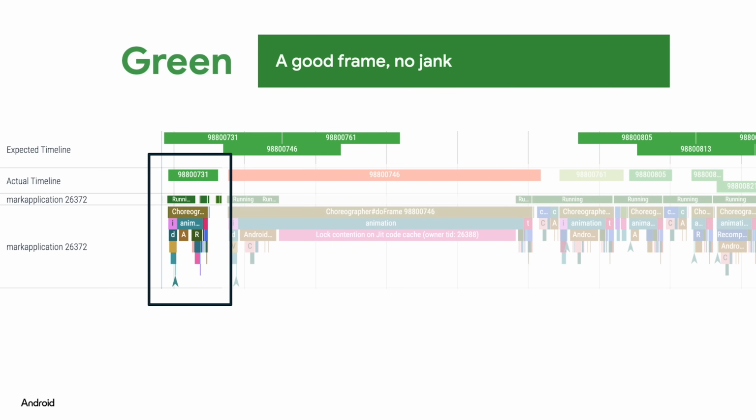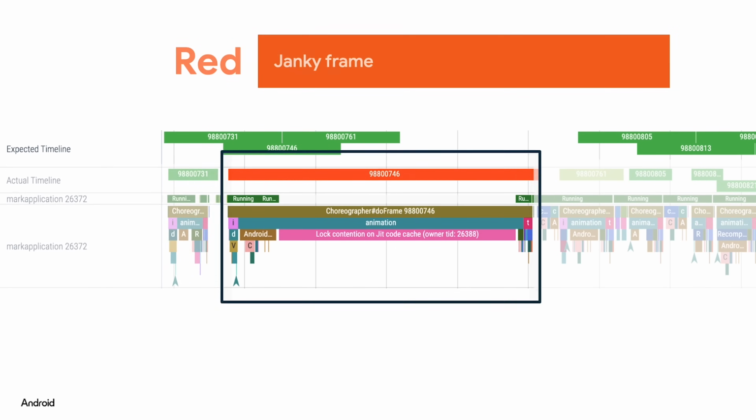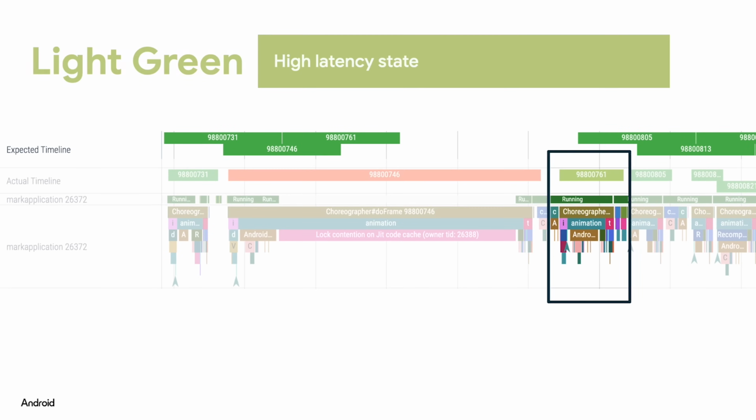The actual timeline tells you the real timing of producing the frames. The green frames were produced on time, there was no jank. The red frames are the interesting ones. They take longer to produce than they should, so they are the cause of jank. There also can be light green frames. These frames had enough time to be produced, but they were produced too late.